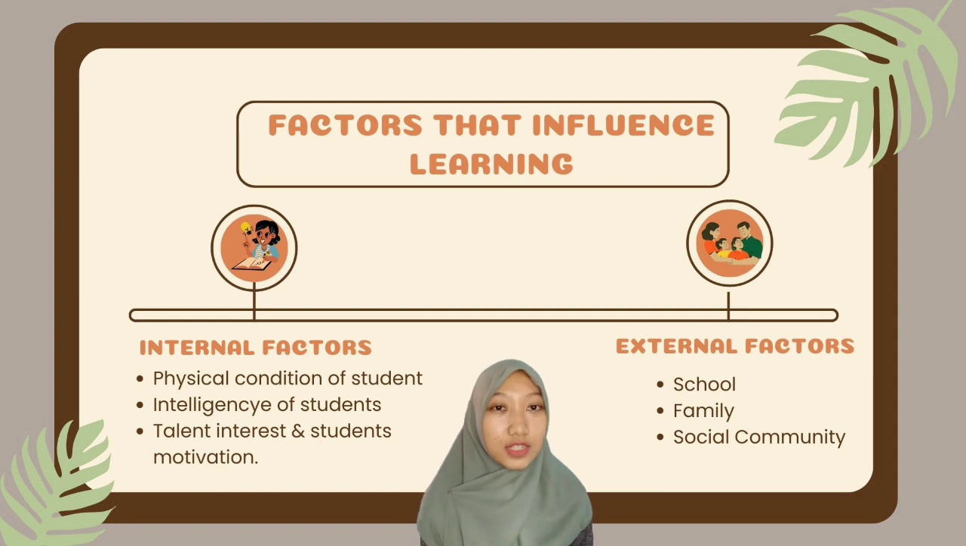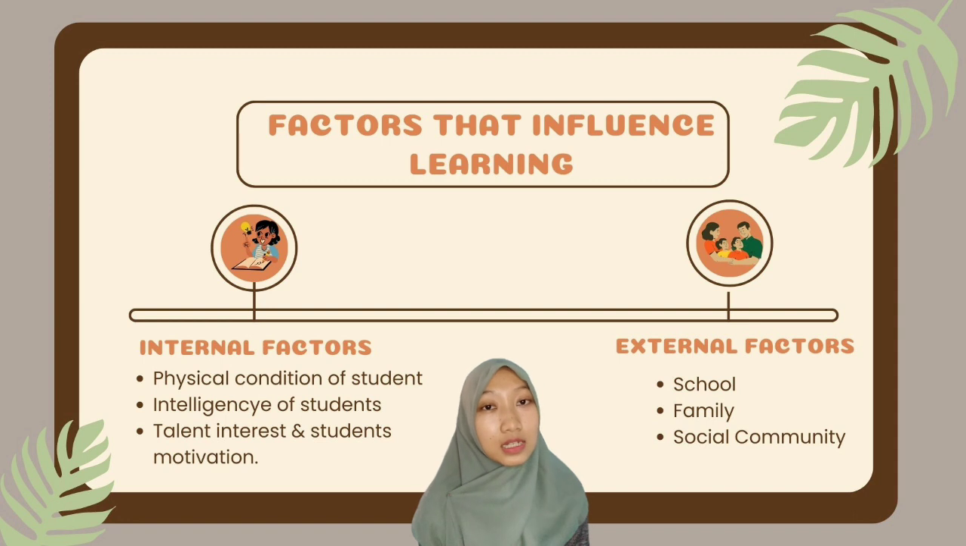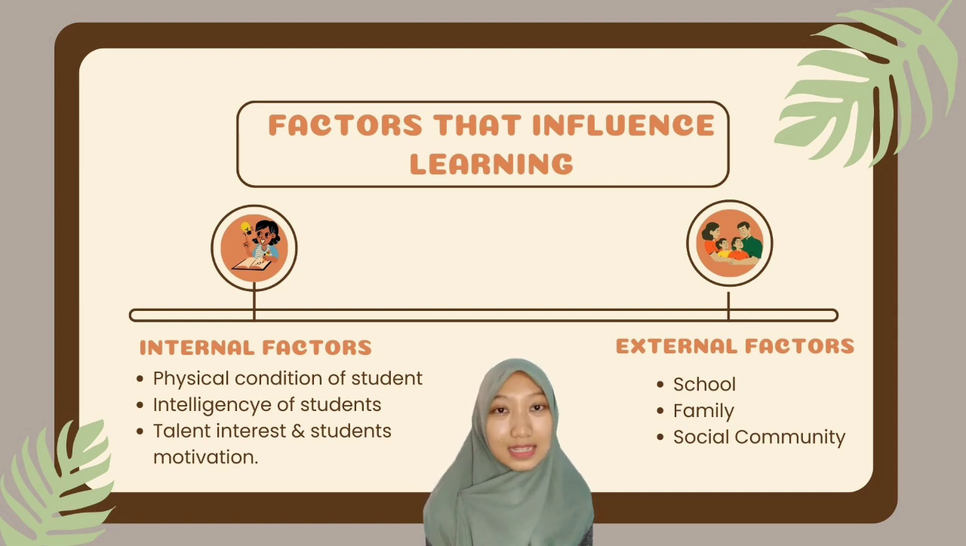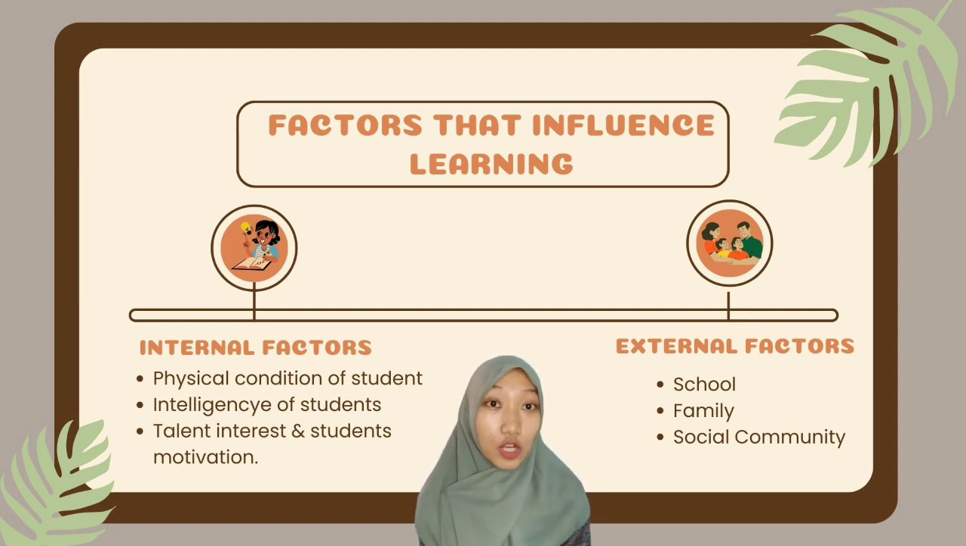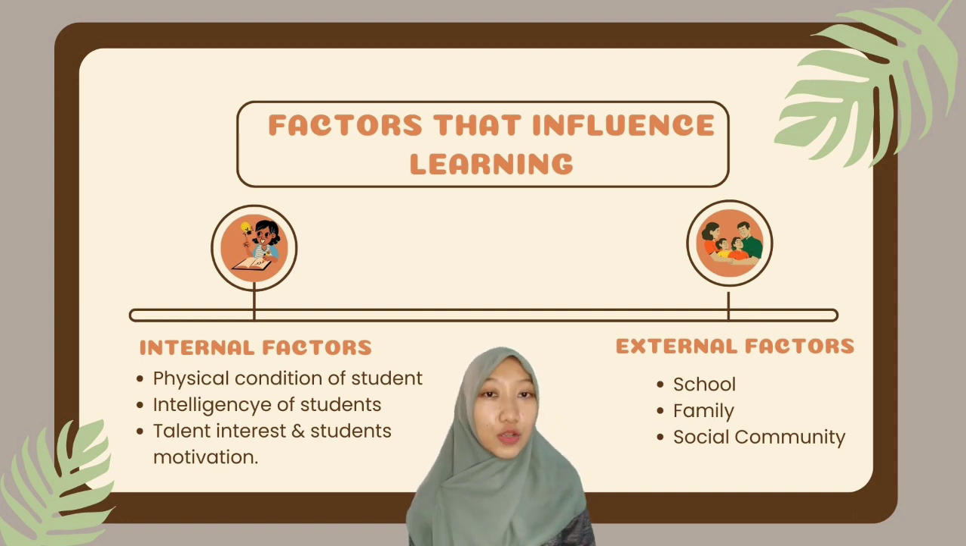And third, social community. The social culture of society in a country certainly influences its young generation. Communities close to books, for example, grow children who love to read. After all, children are observers and imitators.